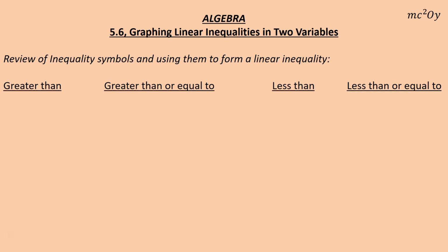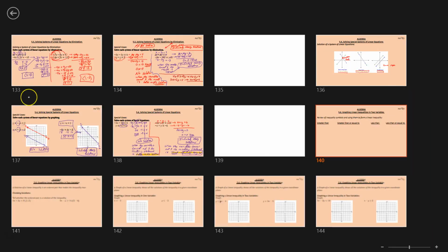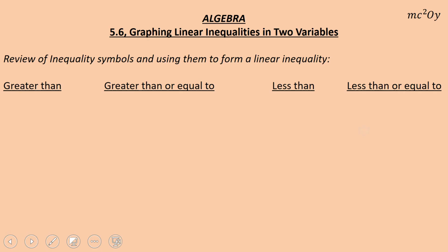Graphing linear inequalities in two variables. So the first thing is to review inequality symbols and the form of a linear inequality. Now the first symbol is our greater than symbol. Okay, the greater than symbol looks like that.